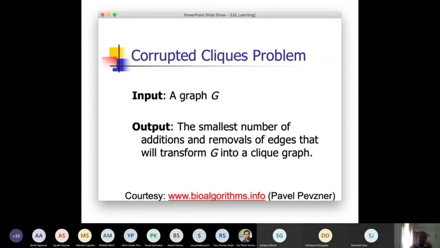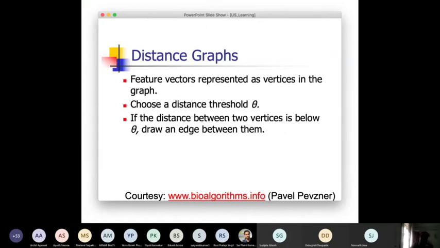So the corrupted clicks problem asks: what is the smallest number of additions and removals of edges that will transform a given input graph into a click graph? So this is the problem, and in fact we can show that this problem is also an NP-hard problem.